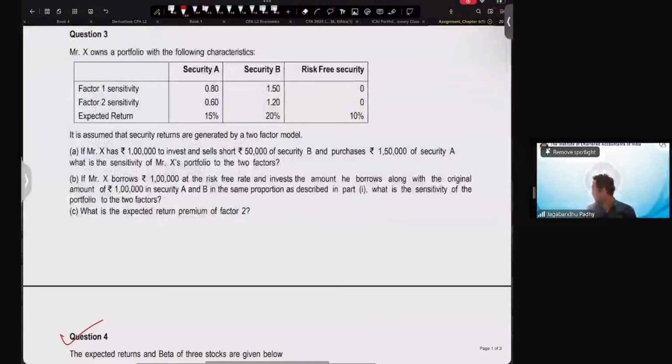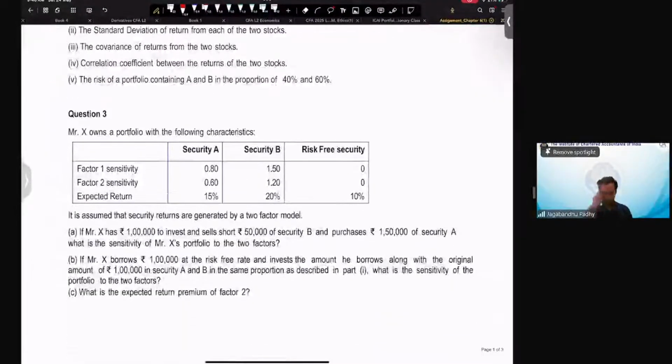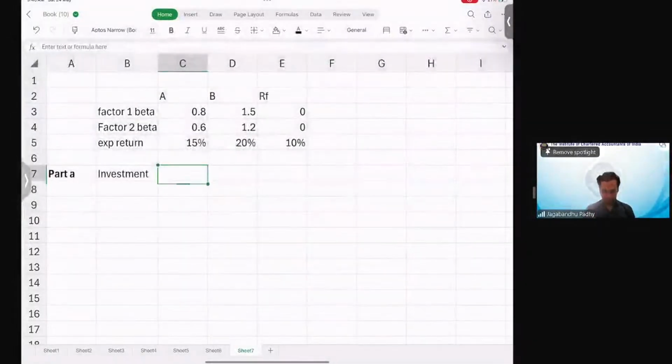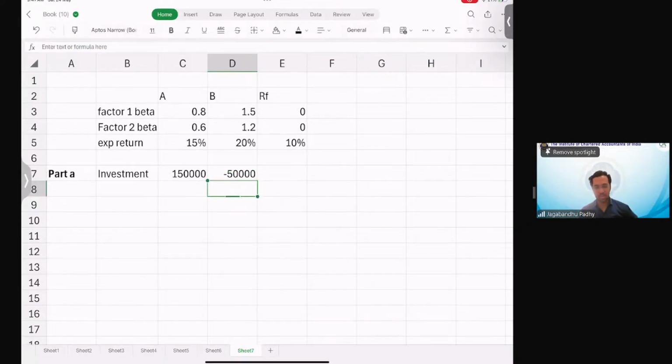So, investment in A, the investment is 1,50,000. And in B, you're having a short position of 50,000. It means you sold shares worth 50,000, right? You had your own 1 lakh rupees, and that 1 lakh rupees plus this 50,000, total 1 lakh 50,000, is invested in A.